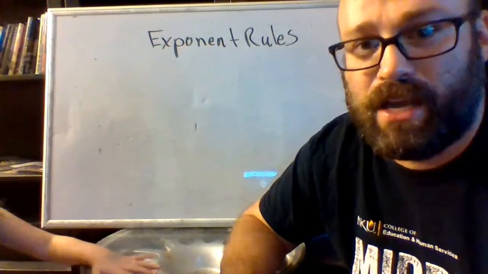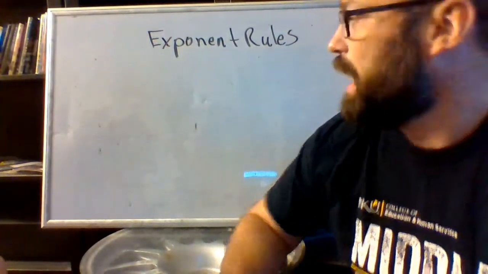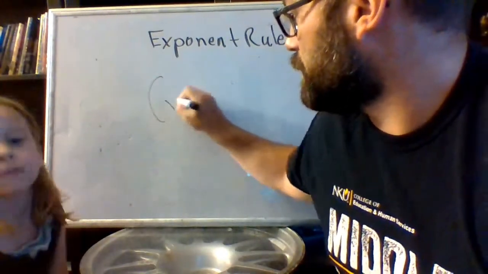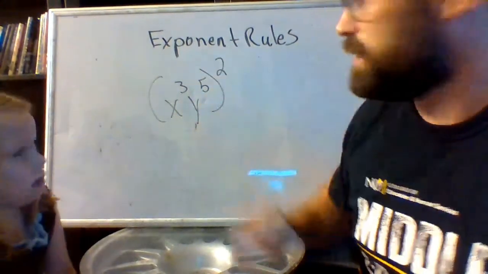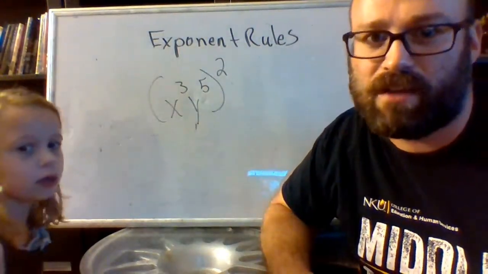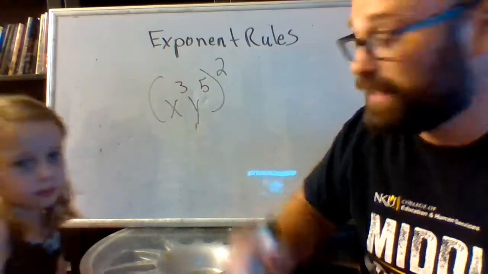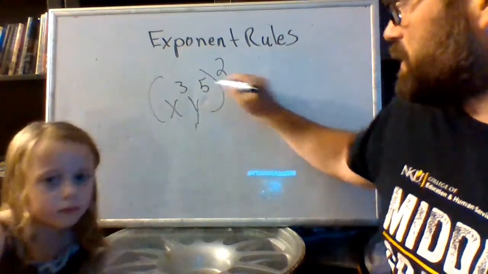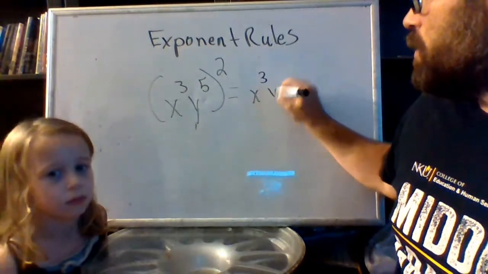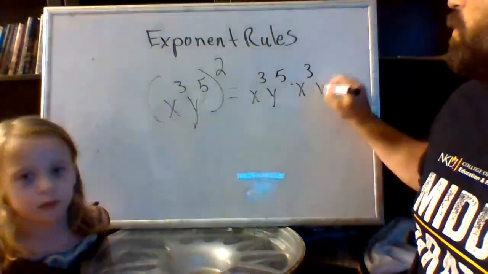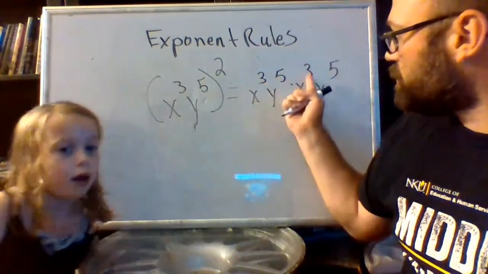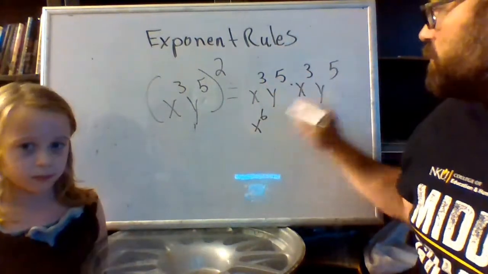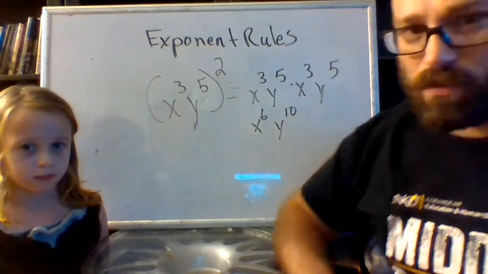Back up. The last thing I want to talk about is the powers property. That means an exponent on an exponent, and you often see it in parentheses. So we have x cubed, y to the fifth, that whole thing being squared. Really, that's how many times we're doing this. So this is actually x cubed, y to the fifth times x cubed, y to the fifth. And this is all just addition anyway. 3 plus 3 is x to the 6th. 5 plus 5 is y to the 10th. And so we have that.